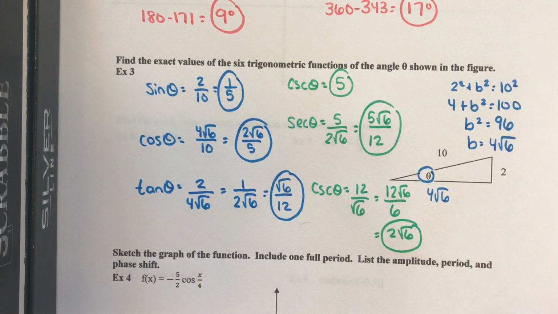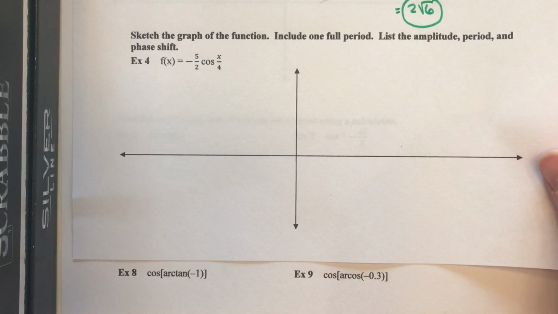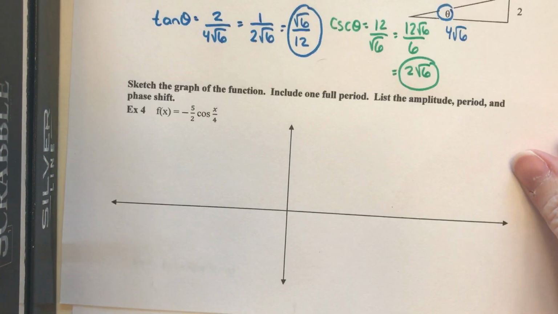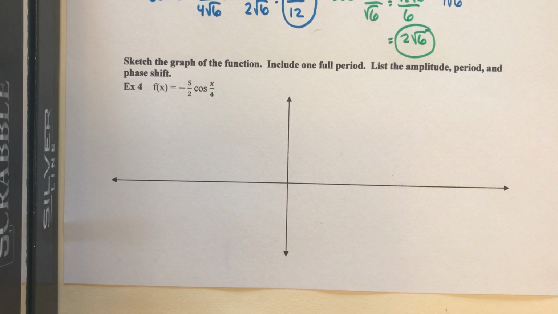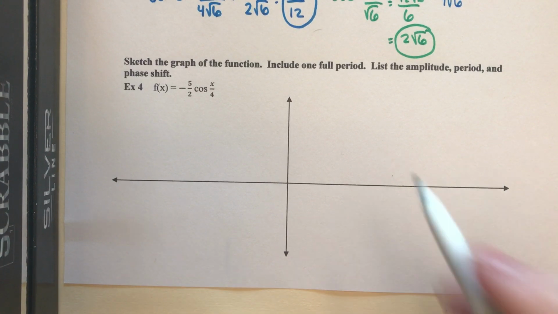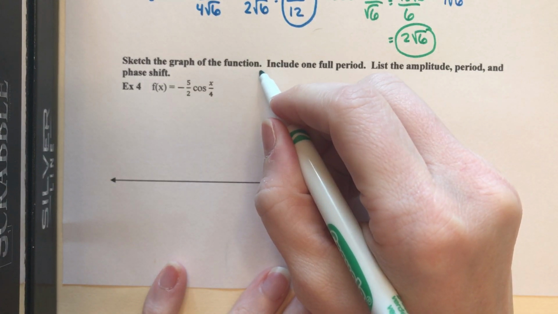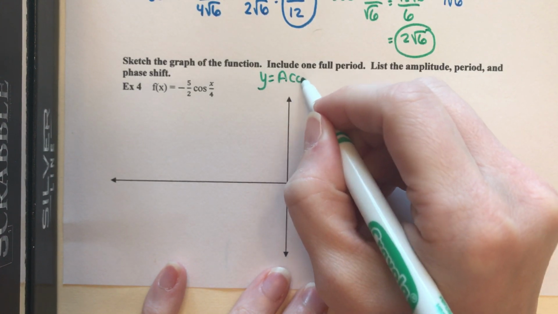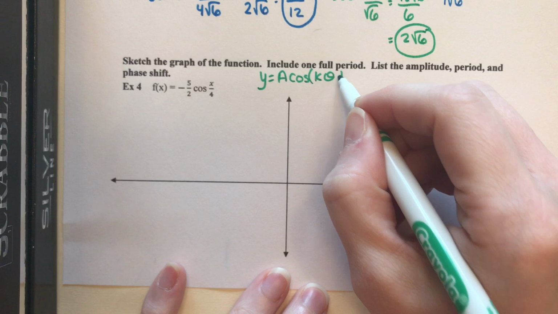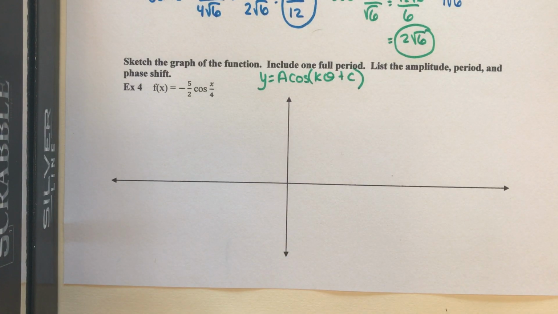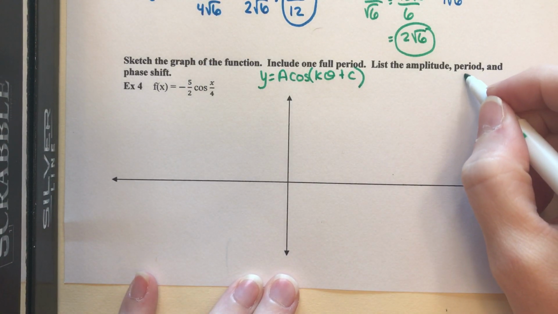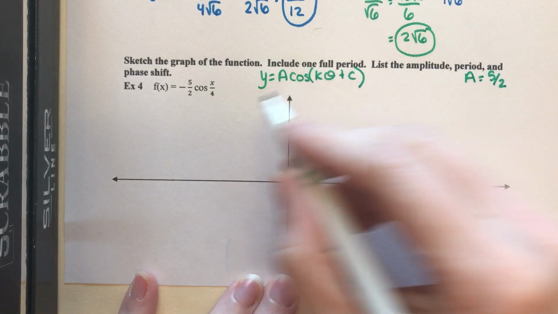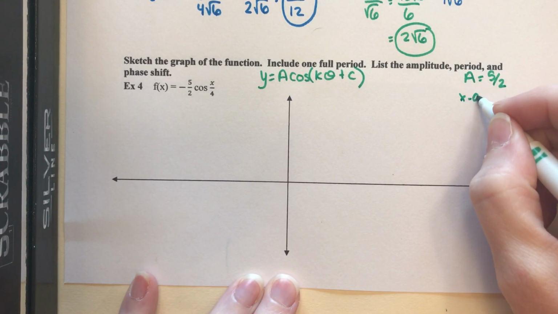Okay, next let's look at some graphs. So the first one I have here is negative 5/2 cosine of x over 4. So you're going to want to look at your formula sheet, at the very bottom where we listed the formula, y equals a cosine of k theta plus c. And we're going to want to compare it to that. So if we look at number 4, our amplitude is the number out in front, so I'm going to make a list over here. Our amplitude is 5/2. That negative means we have an x-axis reflection.